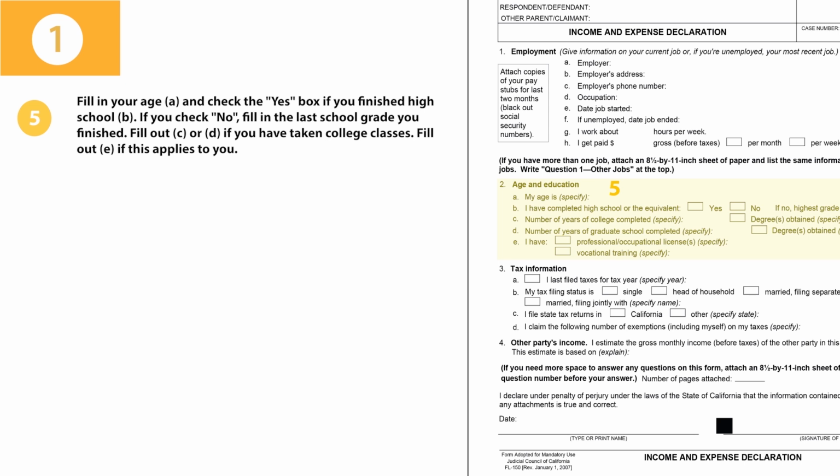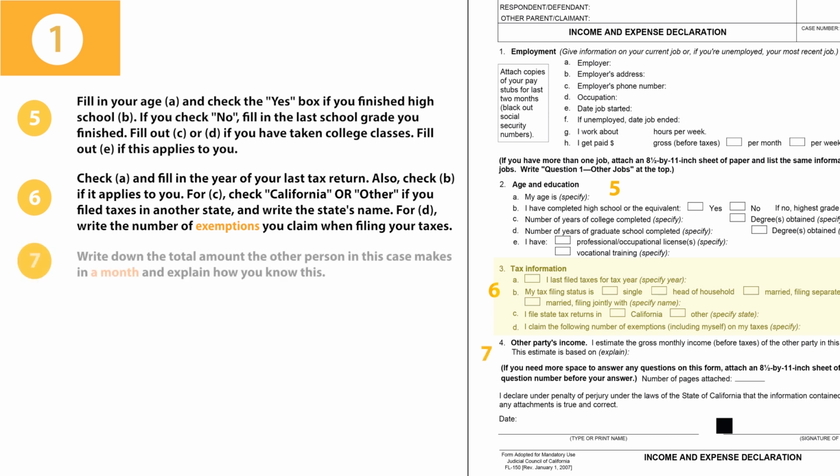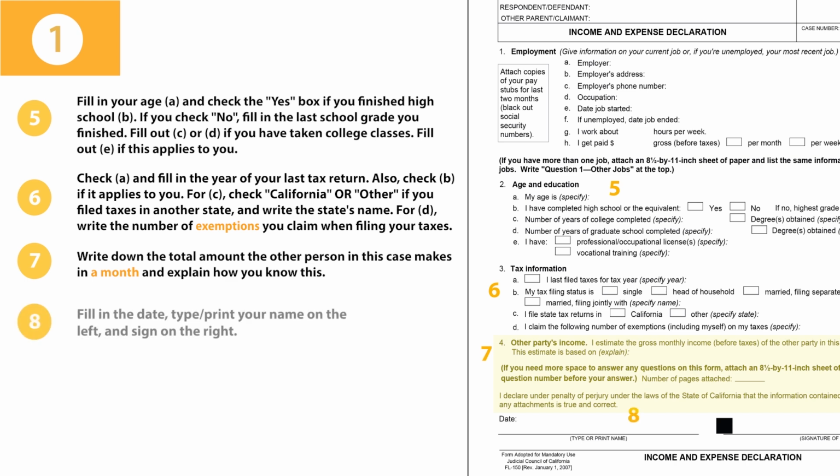Fill out this section if you have taken college classes. Fill out this section if it applies to you. Check A and fill in the year of your last tax return. Also check B if it applies to you. For C, check California or the other if you file taxes in another state and write the state's name. For D, write the number of exemptions you claim when filing your taxes. Write down the total amount the other person in this case makes in a month and explain how you know this. Fill in the date, type or print your name on the left, and sign on the right.